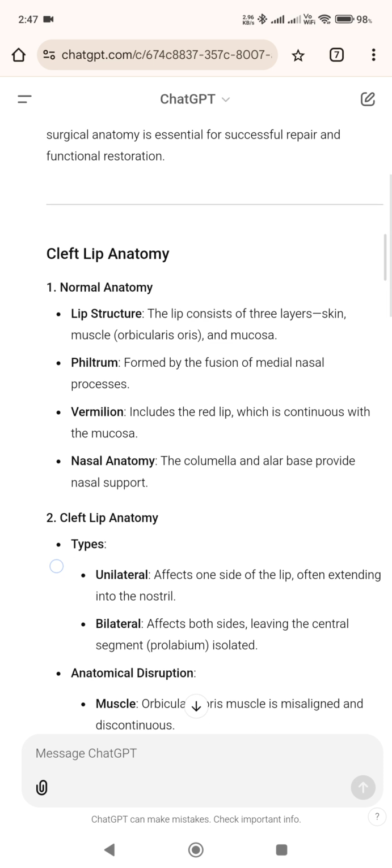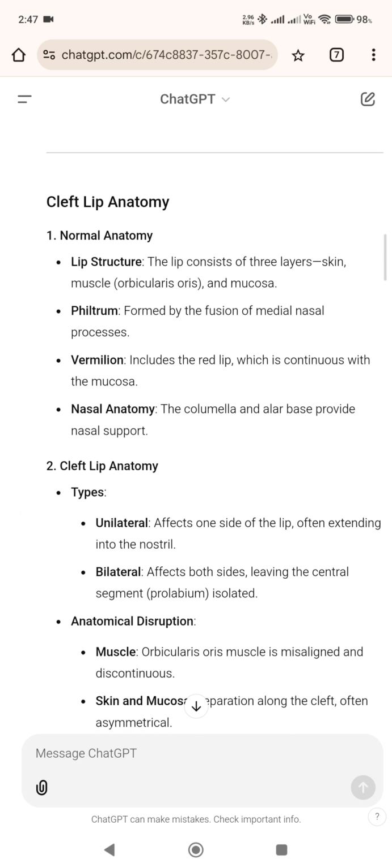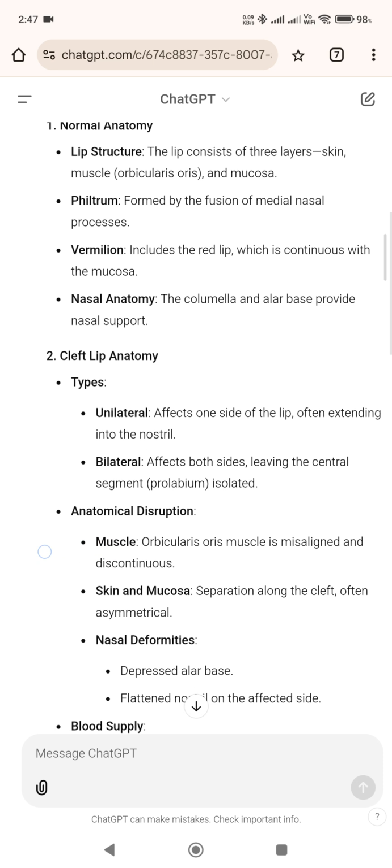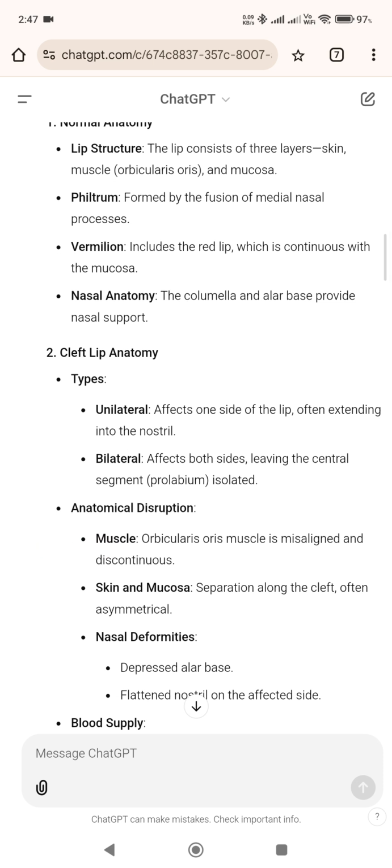Cleft lip anatomy. 1. Normal anatomy, lip structure. The lip consists of 3 layers: skin, muscle (orbicularis oris), and mucosa. Philtrum, formed by the fusion of medial nasal processes. Vermilion includes the red lip, which is continuous with the mucosa. Nasal anatomy. The columella and alar base provide nasal support.